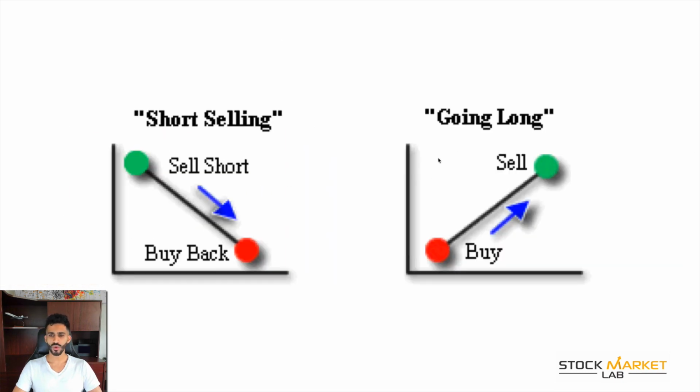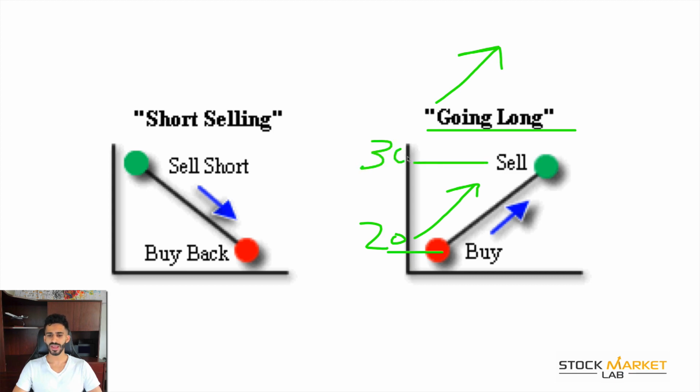When you're typically going long, you're anticipating that the stock's price is going to go up. So you buy low, let's say you buy at $20, and you're looking to sell at a higher price point. If you buy a stock at $20 and you sell at $30, you made $10 per share. That's typically going long. Short selling is the opposite. You sell the stock, let's say you sell at $50, and then you rebuy at, let's say, $10. You just made $40 on the trade.